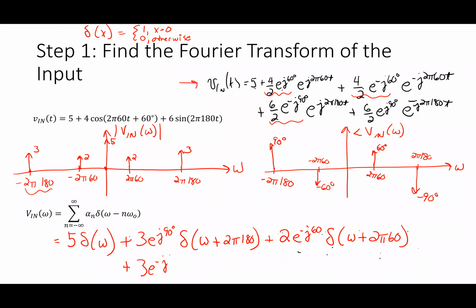So this would be 3e to the negative j 90 degrees at minus 2 pi 180. This says if I plug in omega equal to 2 pi 180, this argument becomes 0, so this is the term at omega equal to 2 pi 180. And then I have e to the j 60 degrees, so 2 times e to the j 2 pi 60, or 2 angle 60, if you want to say it that way, delta of omega minus 2 pi 60. Okay, that's the expression. I've got the Fourier transform now. That sort of process is something you should be able to do for yourself for the exam.